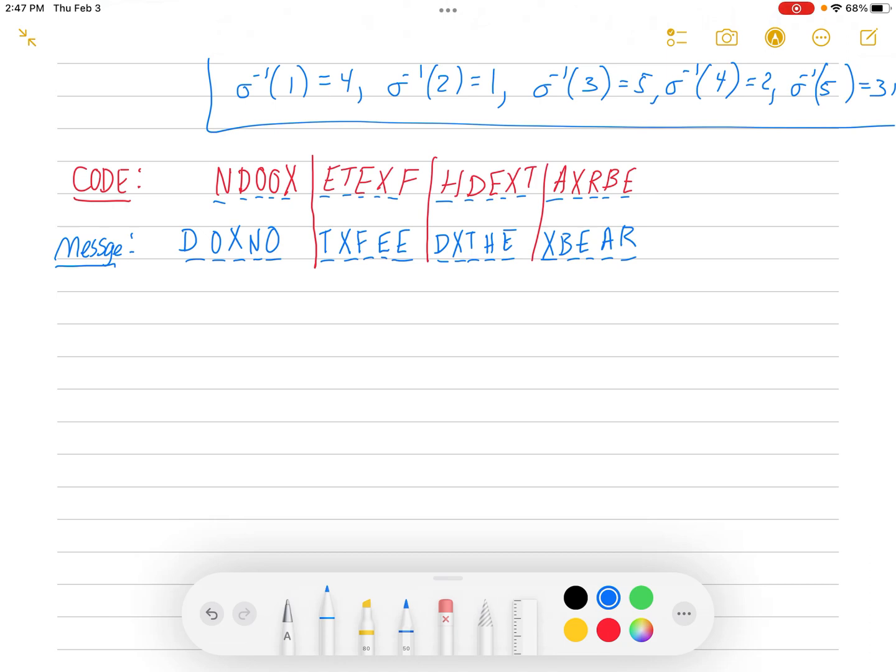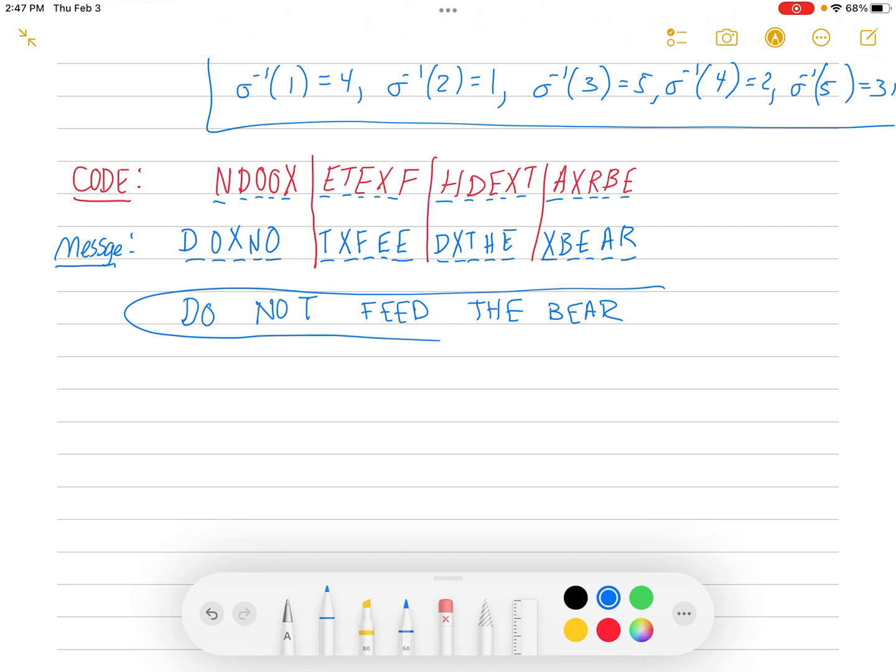So try to make sense of that. We have D, O, X, O, T, X, F, E, E, D, X, T, H, E, X, B, E, A, R. That's: do not feed the bear. Right, the spaces are filled in with X's. All right, so there we go. Decrypting a transposition.